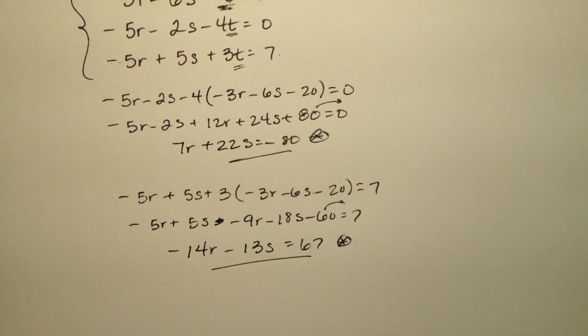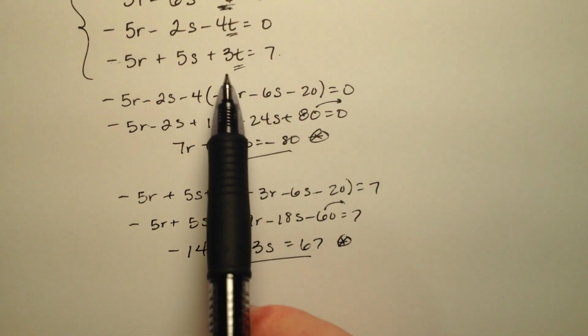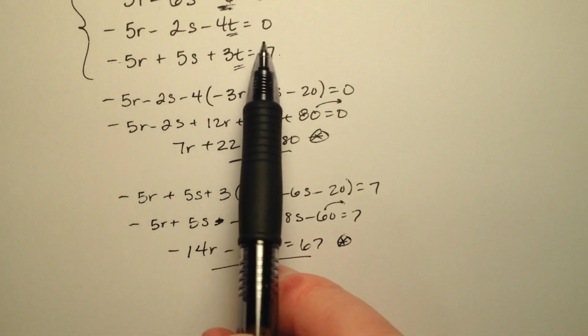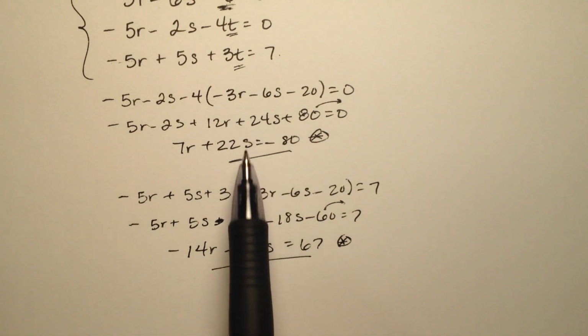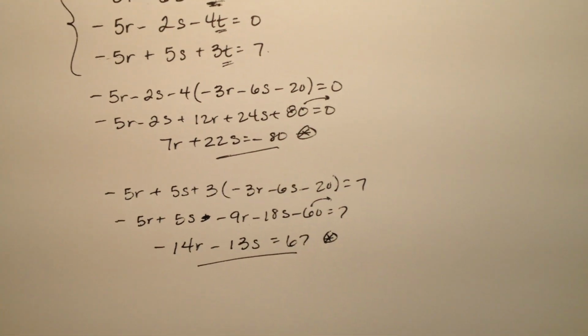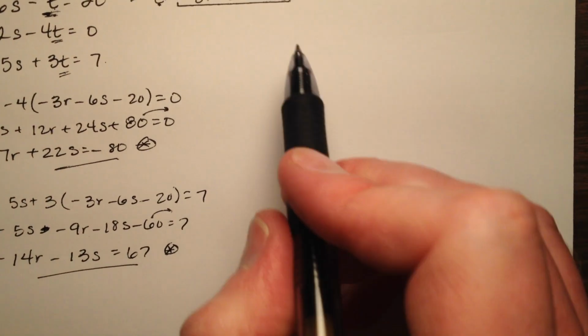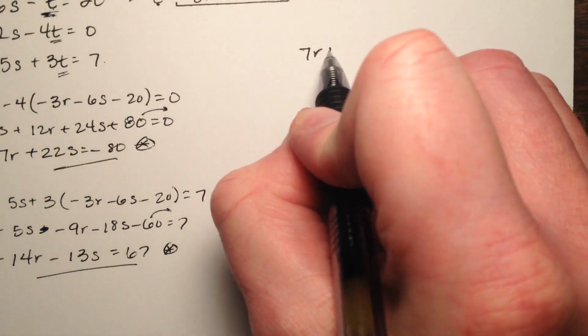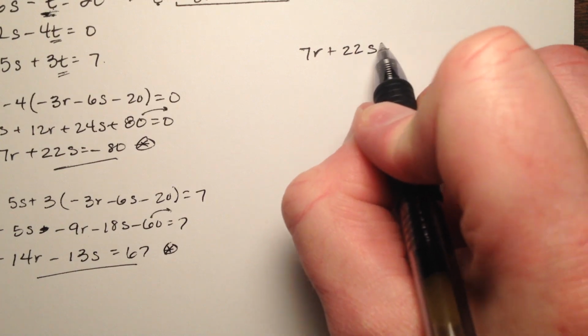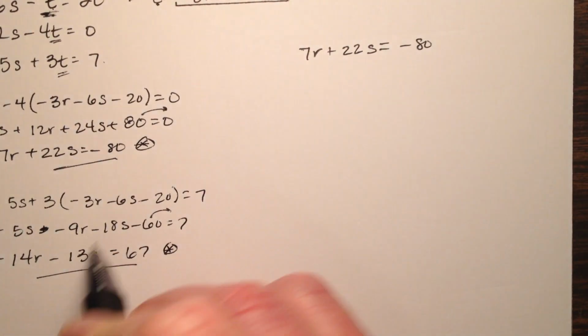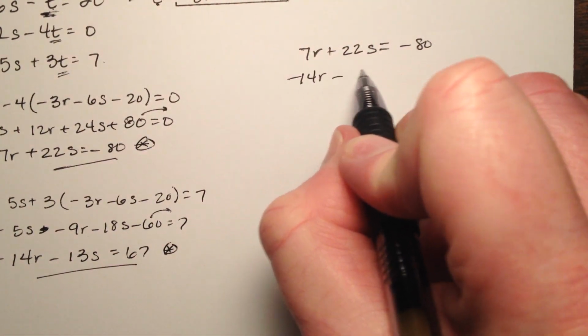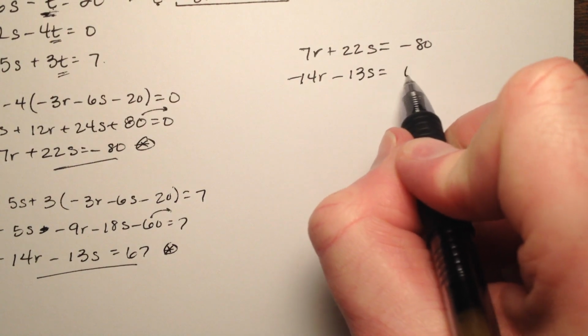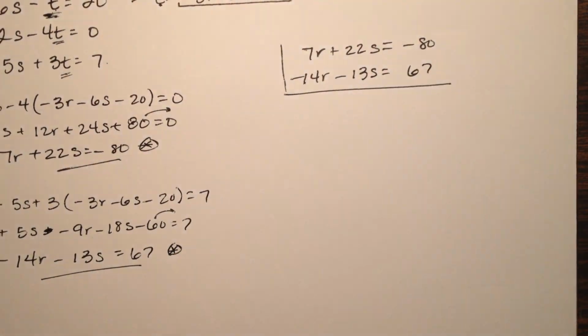Okay, so I used substitution here to take my system with three equations and three unknowns and whittle it down to two equations with two unknown values. So I'm going to write these two equations down over here. And we have negative 14r minus 13s equals 67.